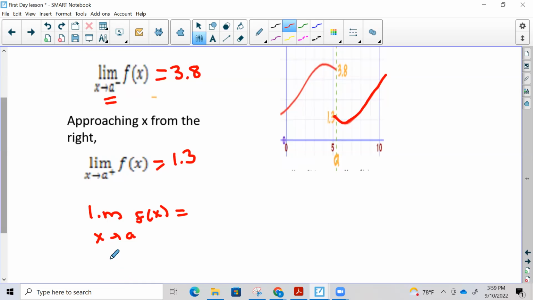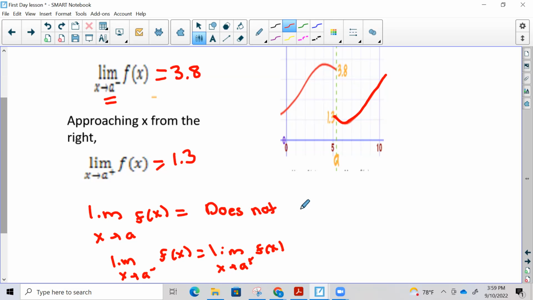So for a limit to exist, the limit as x approaches a from the left has to equal the limit as x approaches a from the right. If it doesn't, we usually say it does not exist. We don't say undefined, we say it does not exist. The shorthand we usually use is DNE for does not exist. So if they're not the same value, the limit overall does not exist.